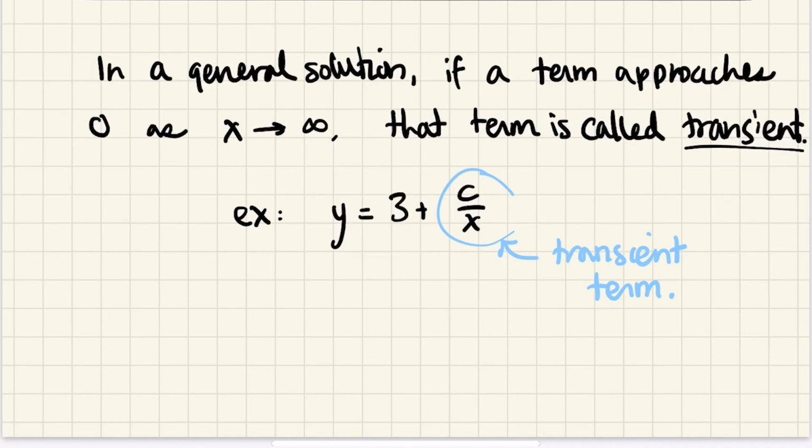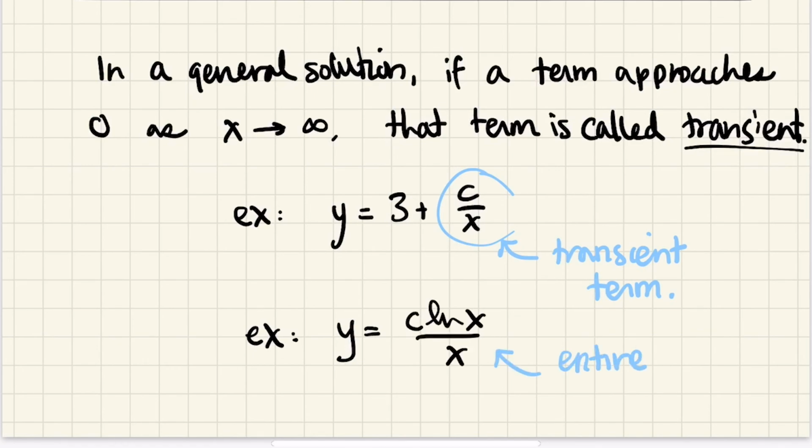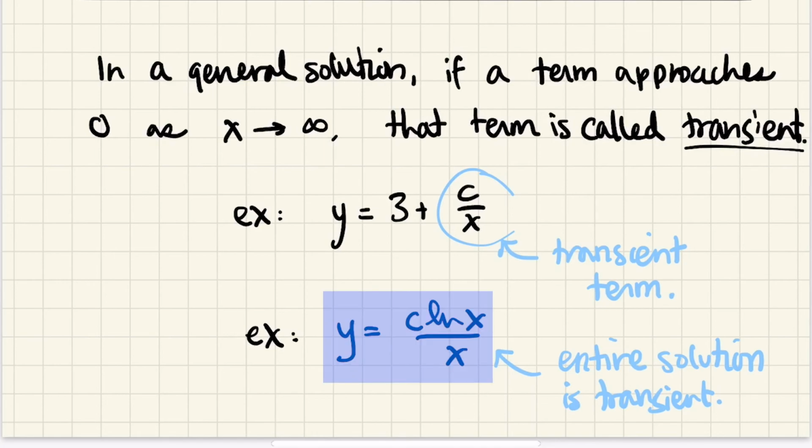Sometimes an entire solution can be transient. You might have something like y equals c ln x over x. As x approaches infinity, ln x over x does approach 0. You can establish that, of course, with L'Hopital's rule, which means that the long-term behavior of this family of solutions is the asymptote y equals 0.